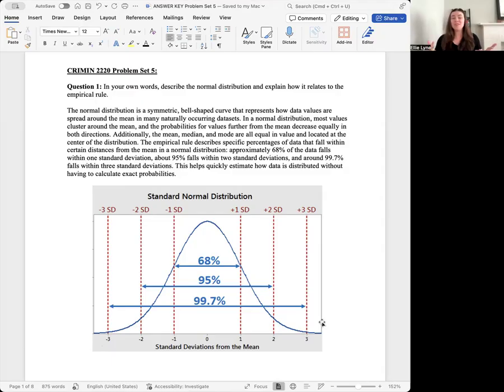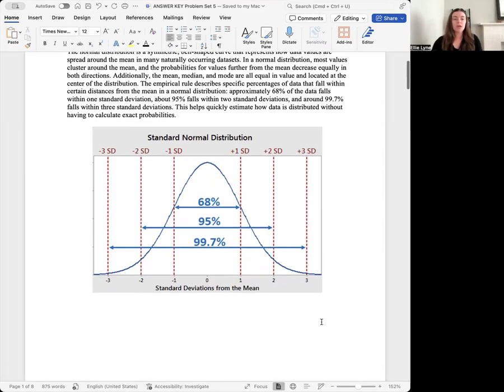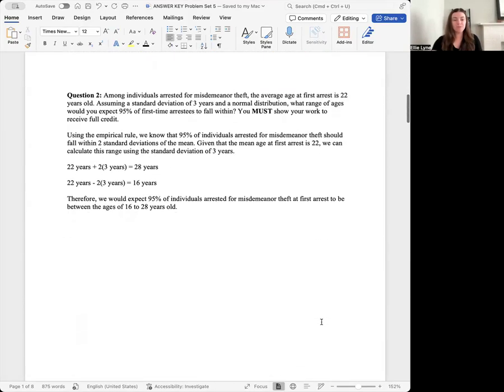It's still possible, it's just not very probable. And so if you have any questions about the normal distribution itself after looking at this particular example, please reach out to me because this is really going to be the basis of a lot of our discussions moving well past chapter 5. So I really want to make sure that you have a firm grasp on this concept in particular. Moving on to question 2.